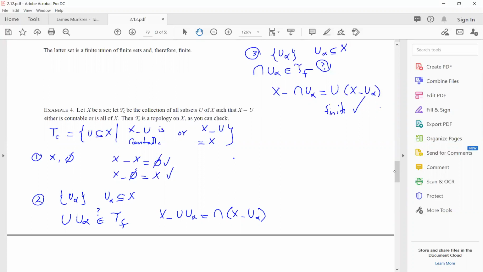If X minus U sub alpha is countable, you have the intersection of countable sets. It's like writing it this way: X minus U sub 1, intersection X minus U sub 2, intersection, and so on, a countable intersection of countable sets, which is countable.